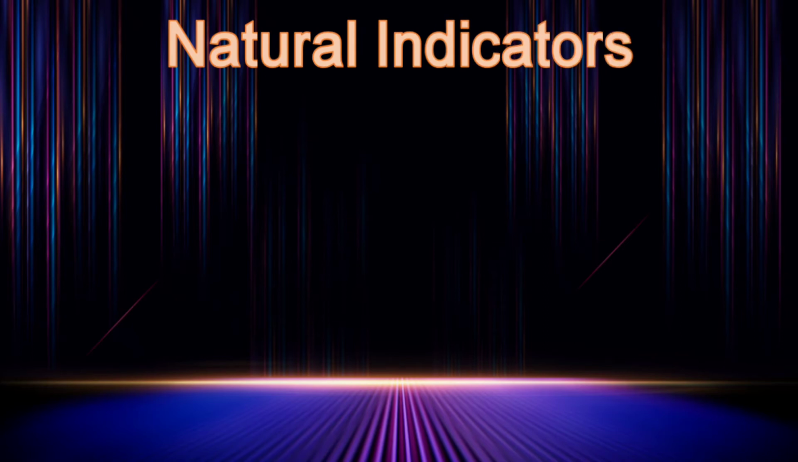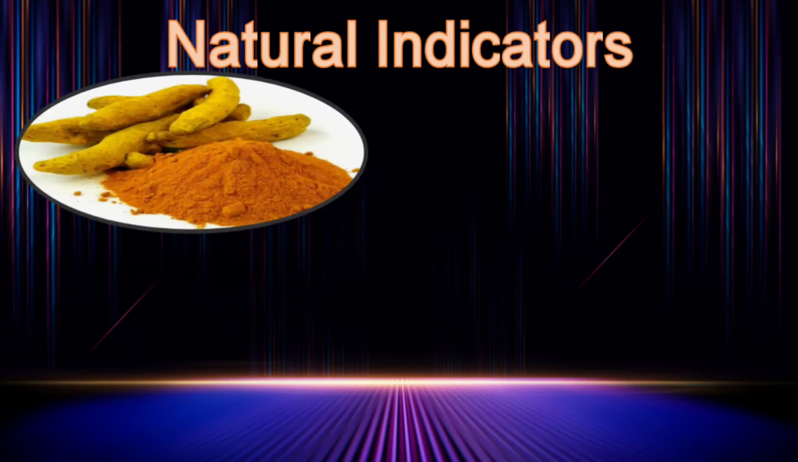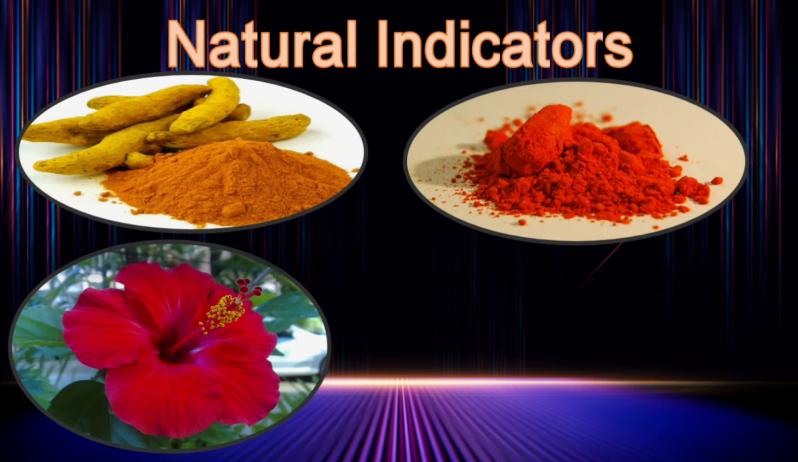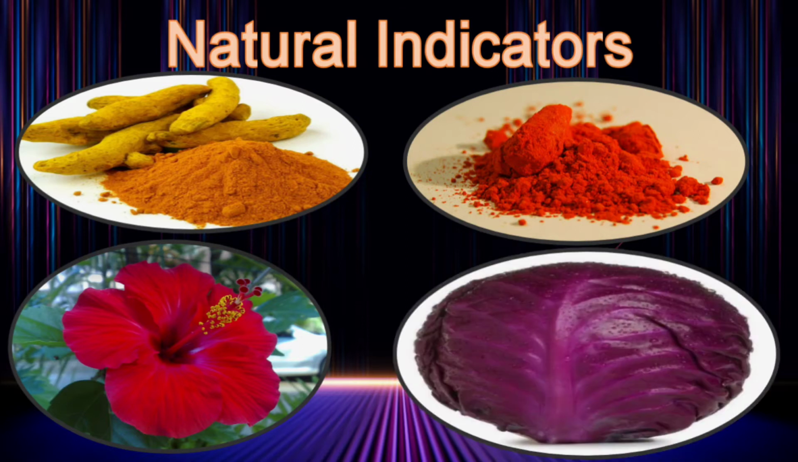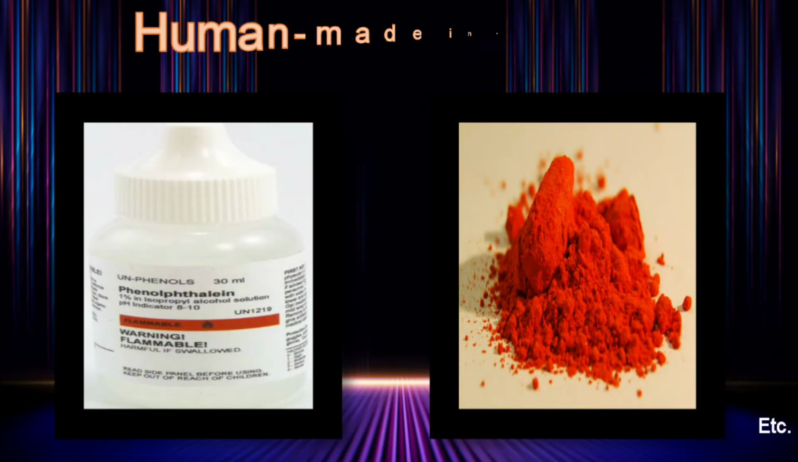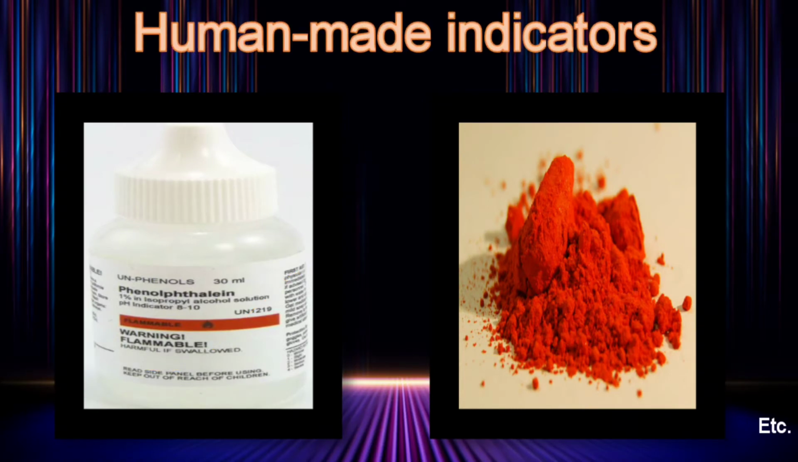Here you can see some examples of natural indicators: turmeric, litmus, China rose petals and red cabbage juice. And here you can see some examples of human made indicators, phenolphthalein and methyl orange. These two are the human made indicators.